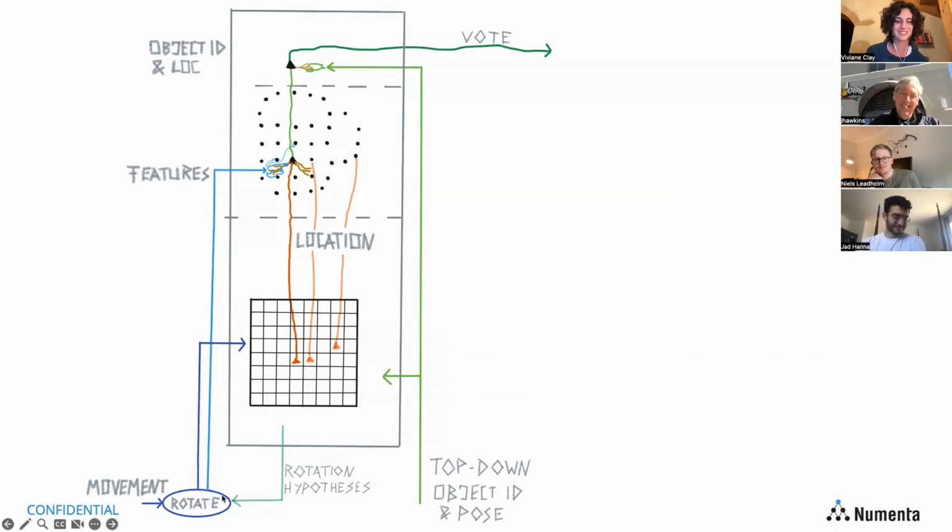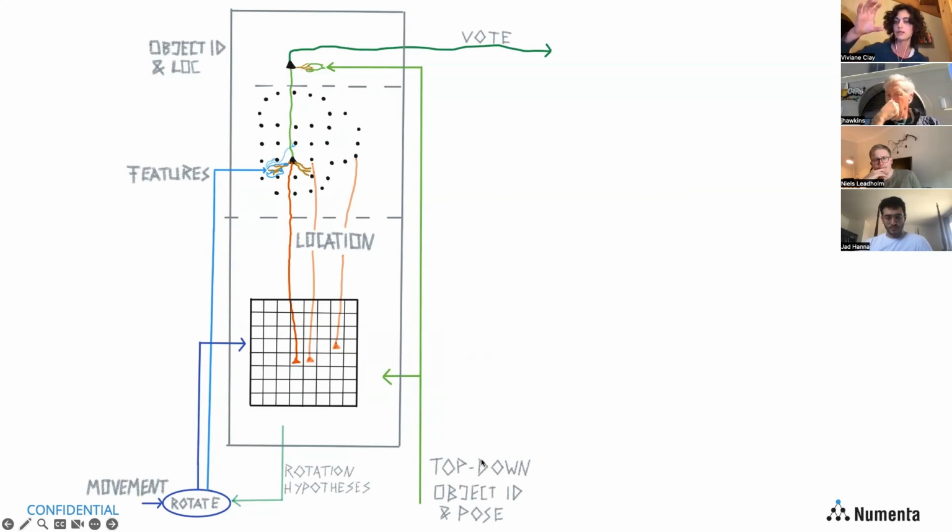So this also goes through the rotation, like the morphological features, like the point normals, also need to be rotated, like you say. Yeah. And then the top-down object ID and pose from a higher-level learning module would, for one, go onto the dendritic branches of the neurons up here that recognize the object or represent the object ID. And then these neurons would send out the lateral voting connections. And then somehow this could also influence the location neurons here.